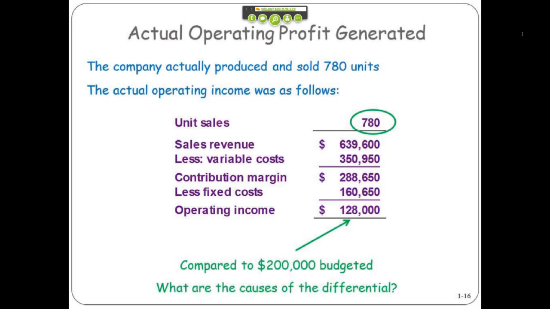But why? Anyone want to just venture guesses on what's not working based upon the information we have? Sales were coming in lower, and you also had higher fixed costs. Good. So their sales were lower, and the fixed costs were above the 150. We thought it was going to be 150,000. Good.